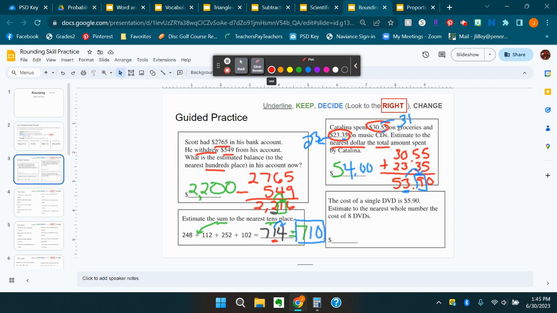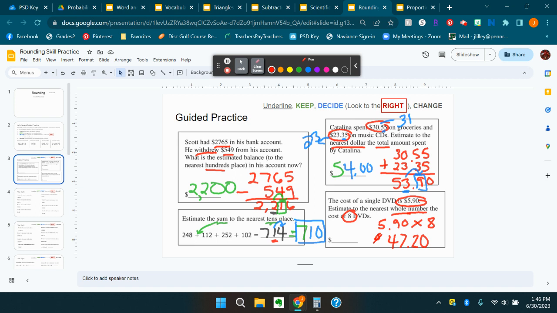In the last example, it says the cost of a single DVD is $5.90. Estimate to the nearest whole number the cost of 8 DVDs. We could add $5.90 up 8 times, but it's probably easier to multiply. So in this case, we're going to do $5.90 times 8. When we do, we're going to get $47.20.